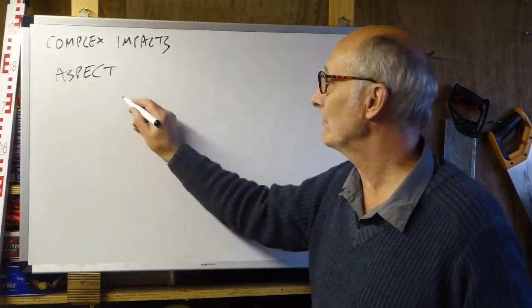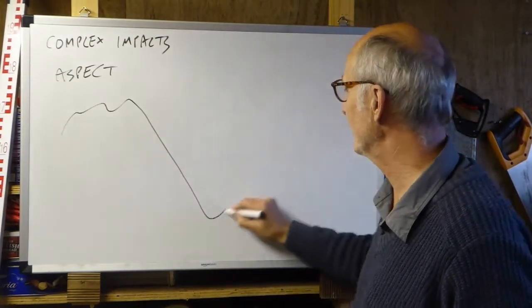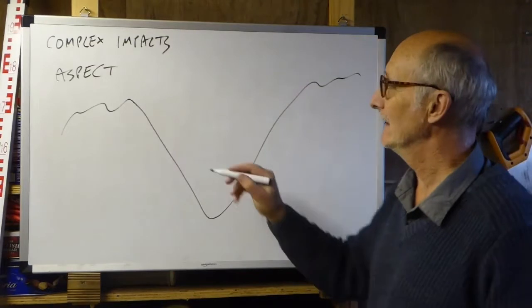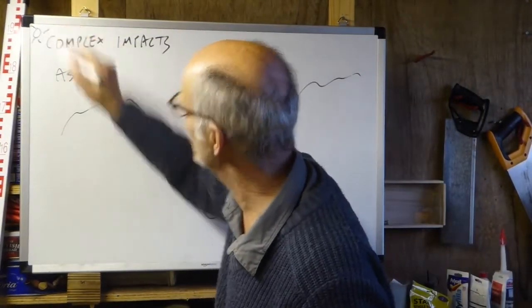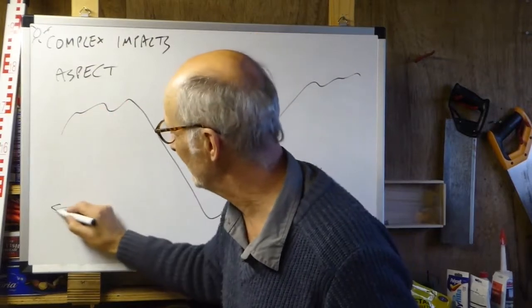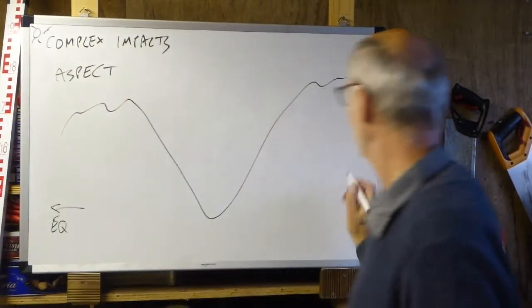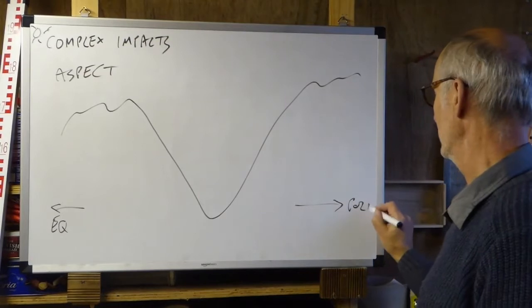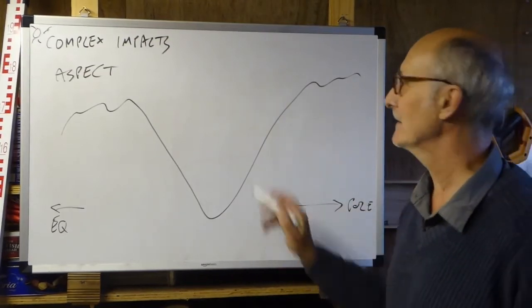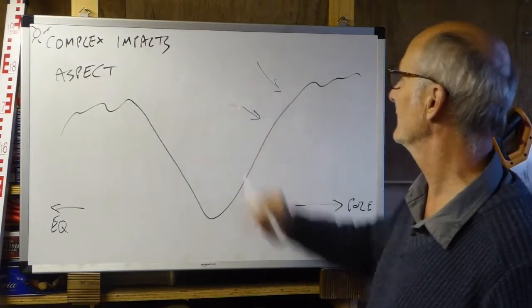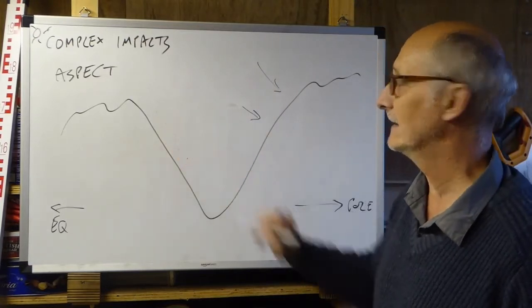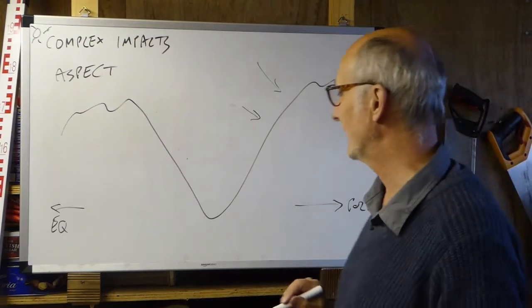So I'm just going to draw some hills, and then here's a valley, some more hills, and for the purposes of this exercise I'm going to say that the equator is down in this direction, so that way to the equator, and the pole is off in that direction. So this is basically going to be the sunny side of the valley, and this is basically going to be the shadier side of the valley.